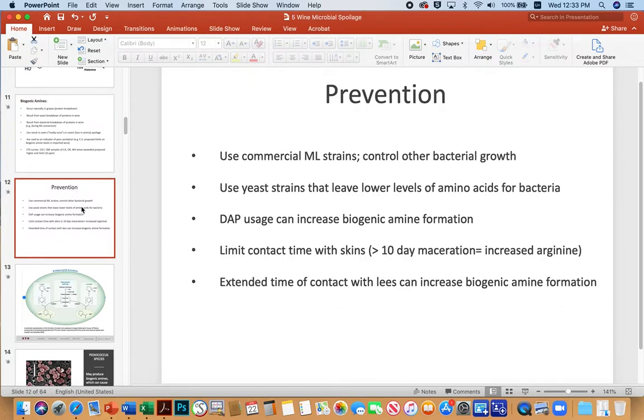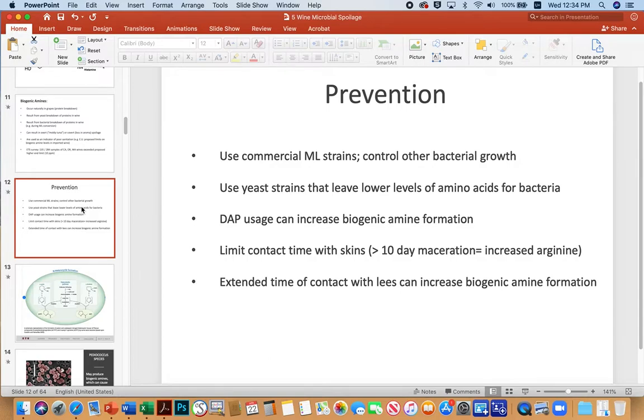So as far as prevention goes, certainly using a commercial malolactic strain such as Oenococcus oeni, that is a commercial strain that's been vetted and is known not to create biogenic amines, because obviously that's ideal. Some people like to purify and isolate their own microbes, and they don't vet them for certain things such as biogenic amine production. One thing is using yeast strains that leave lower levels of amino acids. So you want your primary yeast, your Saccharomyces, to be really good at soaking up amino acids and catabolizing them, and basically just taking them away from the bacteria.